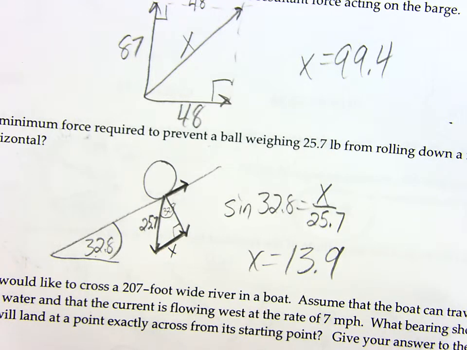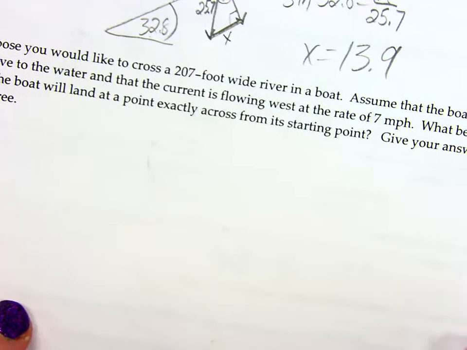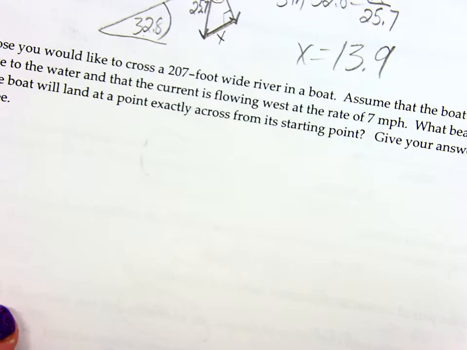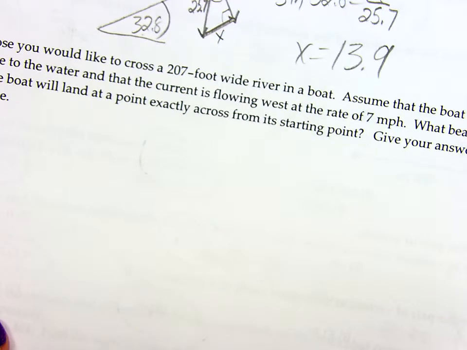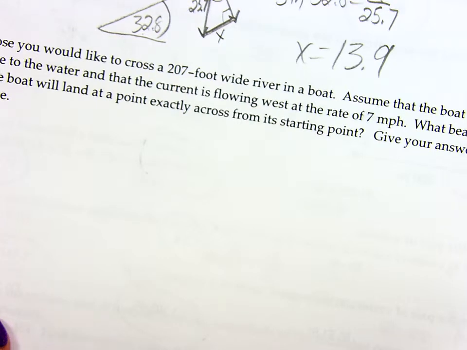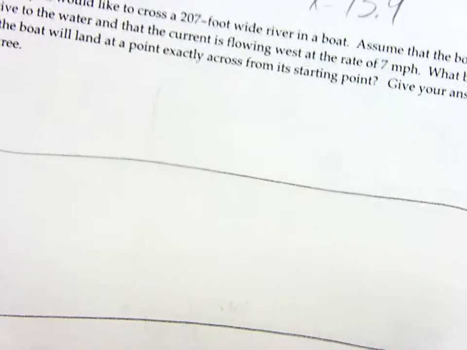And then the last one I have to do is 22. I'm trying to cross a 207-foot wide river in a boat. The boat can travel 31 miles per hour relative to the water, and the current is flowing west at a rate of 7. What bearing should be chosen so that the boat will land at a point exactly across from its starting point? All right, so let me first make sure that you understand the situation.